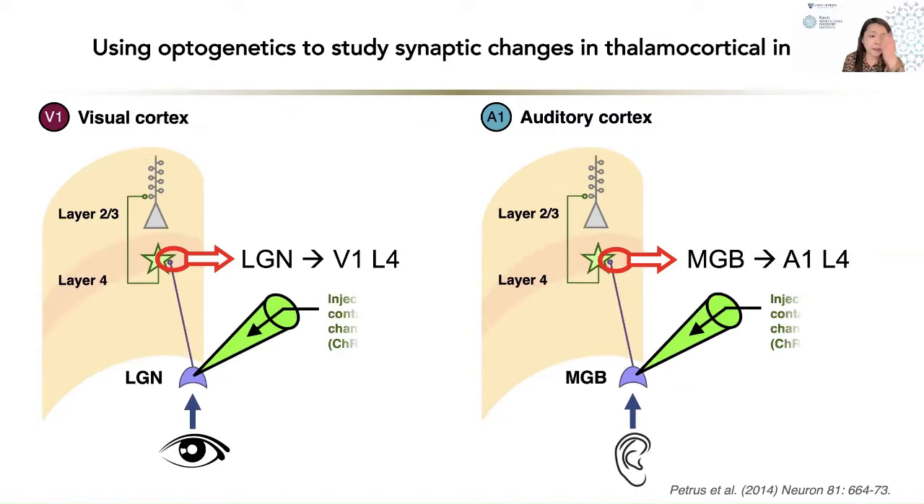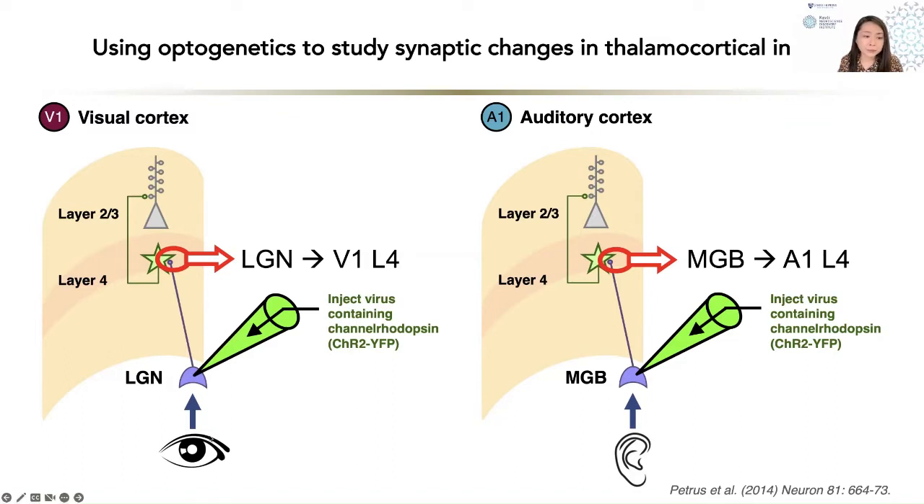The first layer that we wanted to look at was the thalamocortical input into these cortical areas. We used viral transfection to express channelrhodopsin in the visual thalamus and the auditory thalamus. After several weeks of incubation to express enough channelrhodopsin in the terminals, we made cortical slices and did acute whole-cell patch clamp recordings to measure synaptic strength.